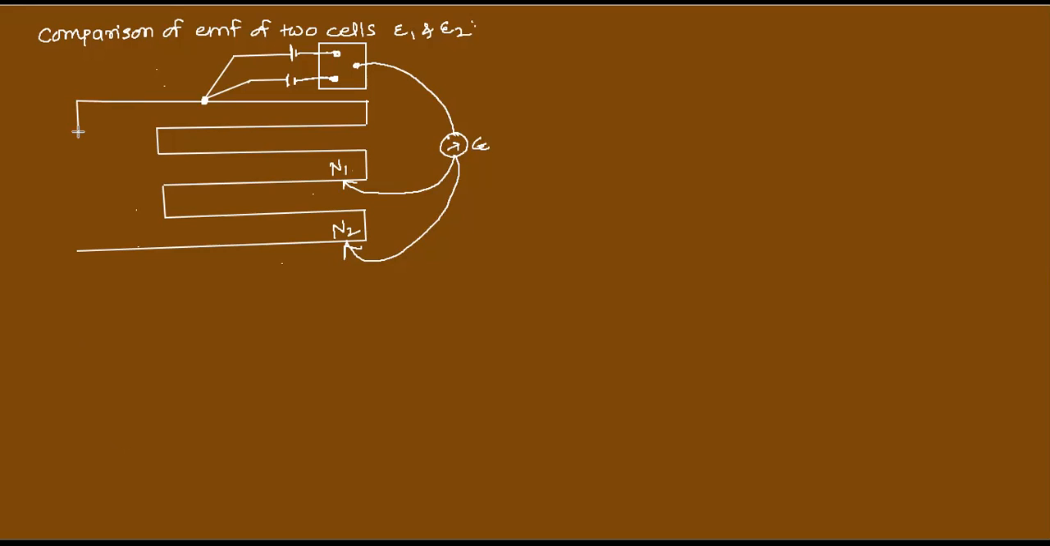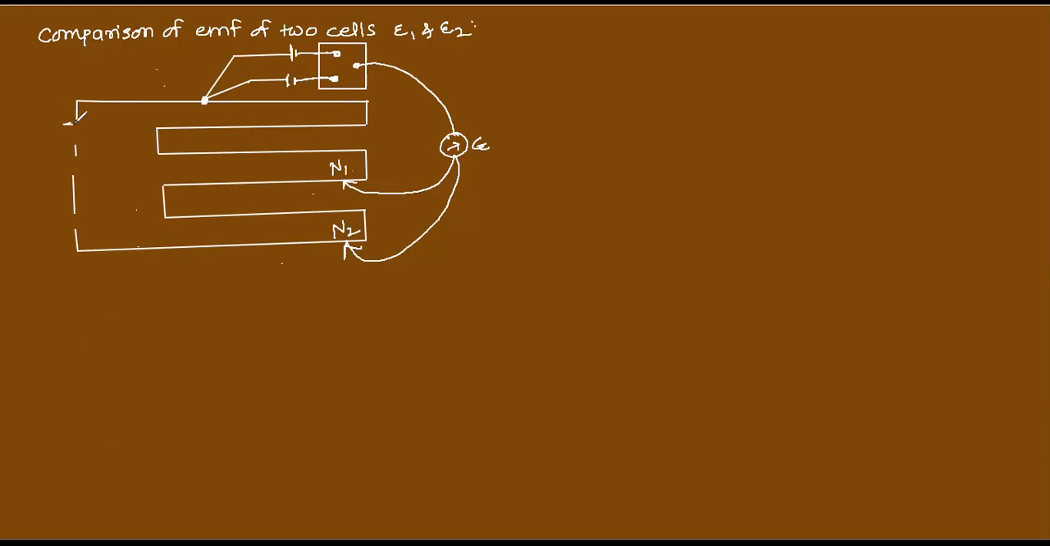Across this you can connect one battery, then here is a rheostat across this, and you can connect one key also here. Okay, so let's draw it.